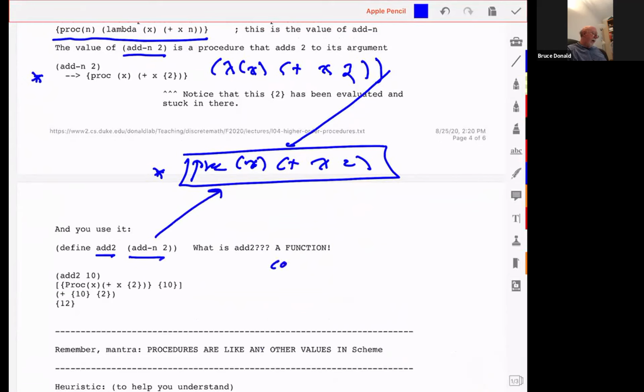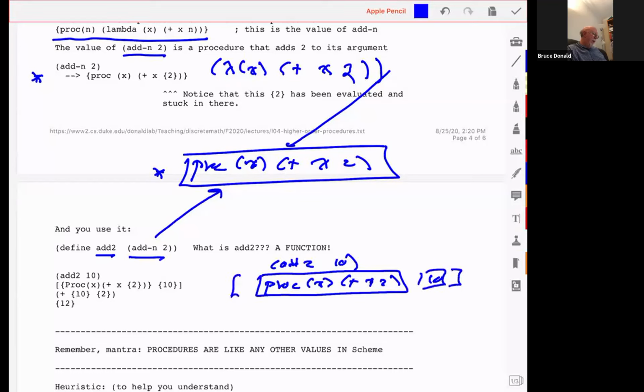If we say add 2 applied to 10, well, that's pretty cool. What is this going to look like? I have this procedure object over here. I have proc, write it again, x plus x 2. Remember, that's a procedure object that's been evaluated. That's applied to the value 10. We're at the apply stage of the evaluation rule. So I instantiate the body. What's that? Plus x 2. I want to evaluate this. That's fine. Now I'm applying this to 10. So what I have to do here is replace the x by my 10, which returns 12 as desired.